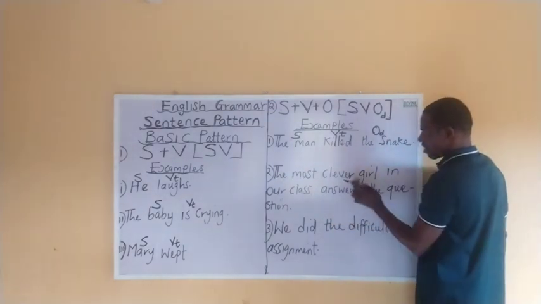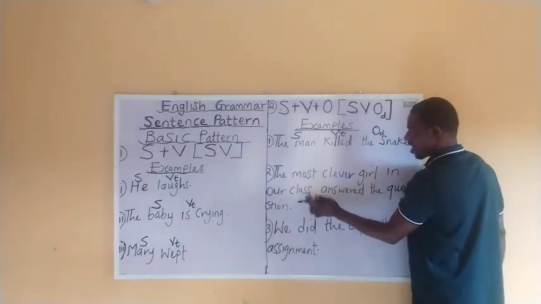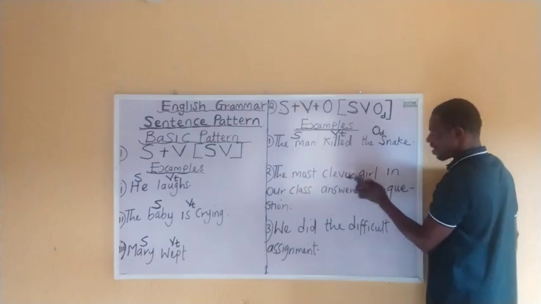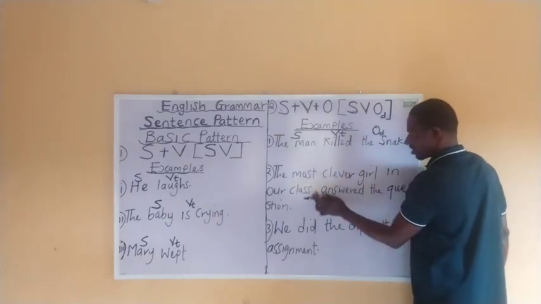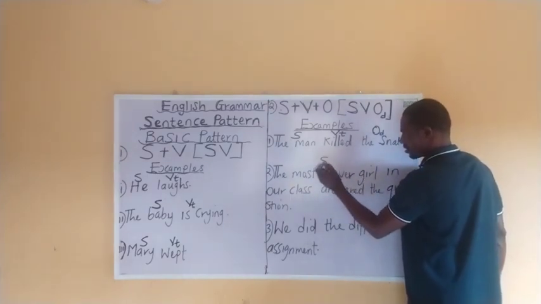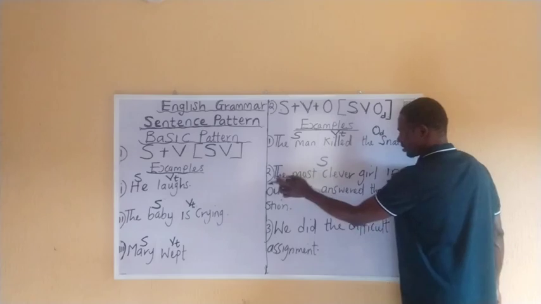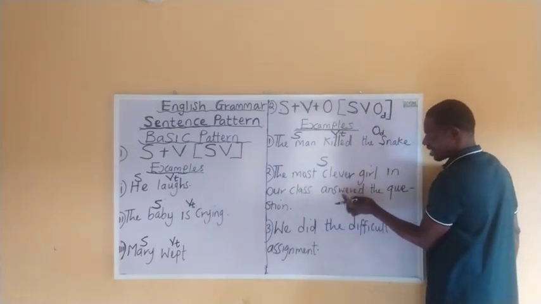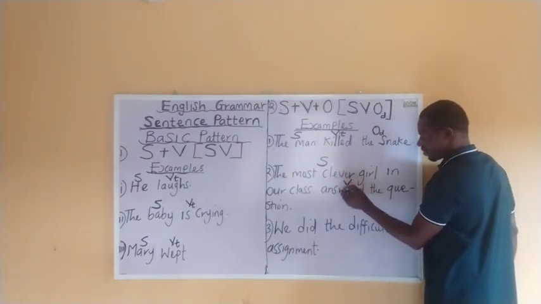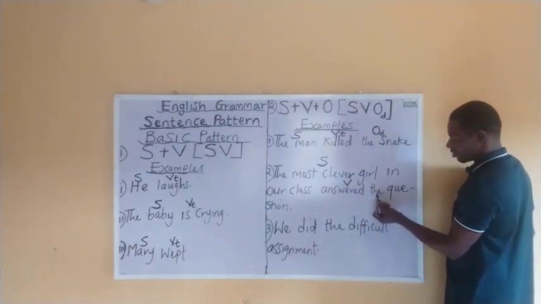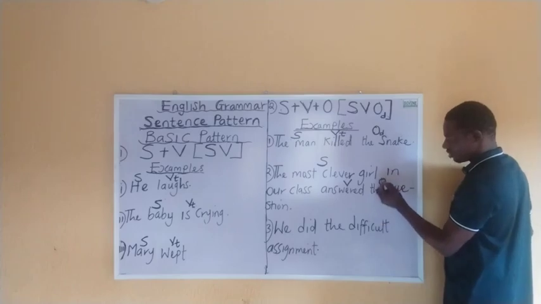2. The most clever girl in our class answered the question. The most clever girl in our class is acting as the subject. This is a noun phrase. Answered is the verb. The question is the object.